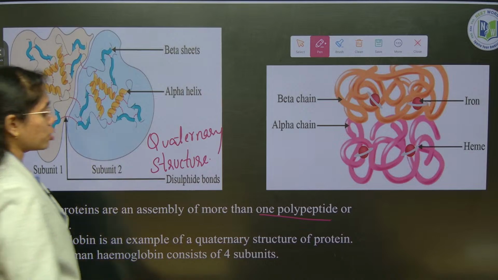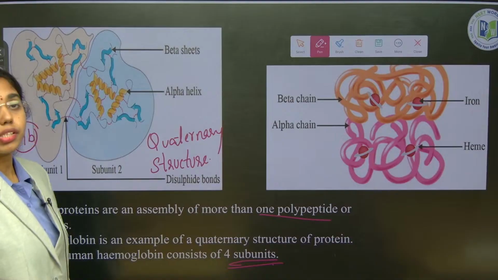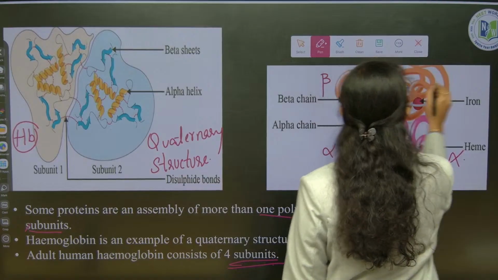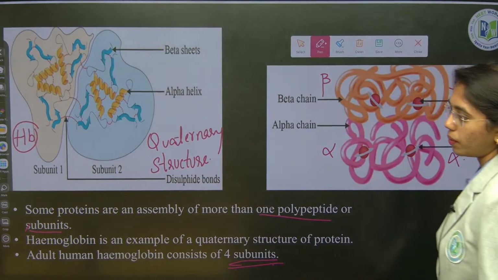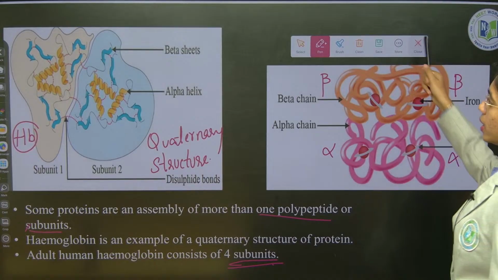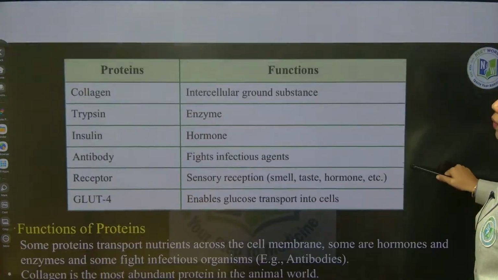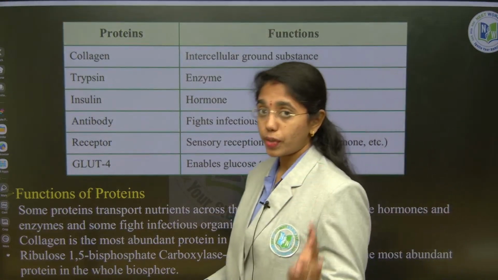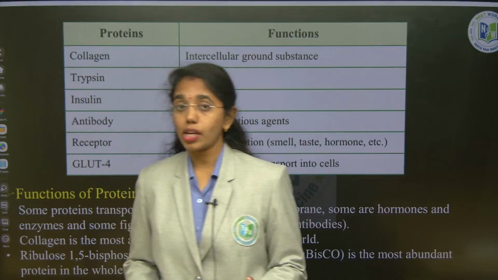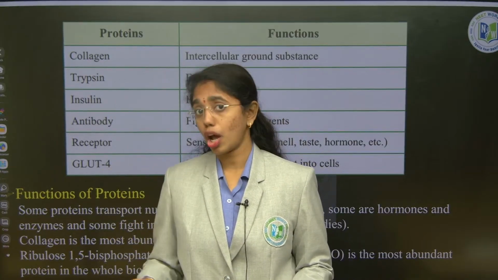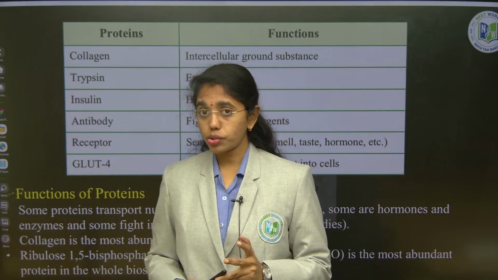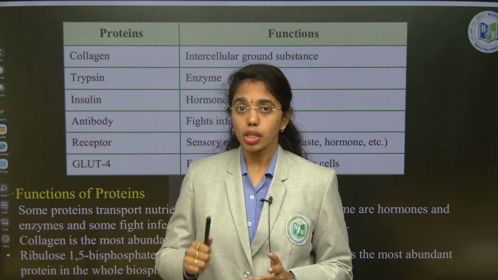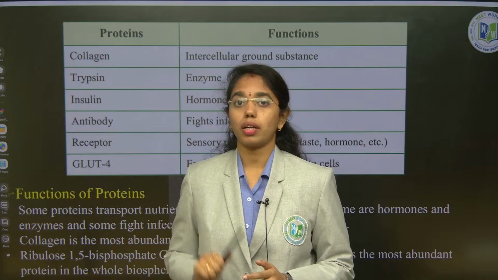Adult hemoglobin consists of 4 subunits. The 4 subunits include what? 2 alpha and 2 beta subunits. Clear, right? Next. So I hope you are clear with different types of amino acids first, then the zwitterionic form. Different types of amino acids include hydrophobic, hydrophilic, essential, non-essential amino acids, followed by zwitterion structure, and then 4 levels of protein structures: primary structure, secondary structure, tertiary structure and quaternary structure.